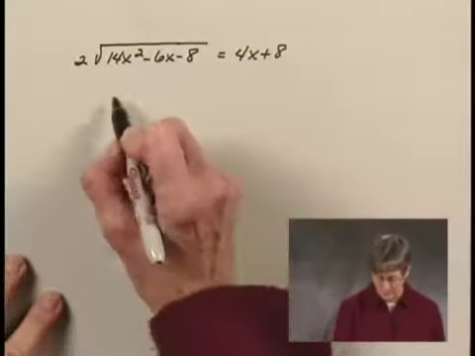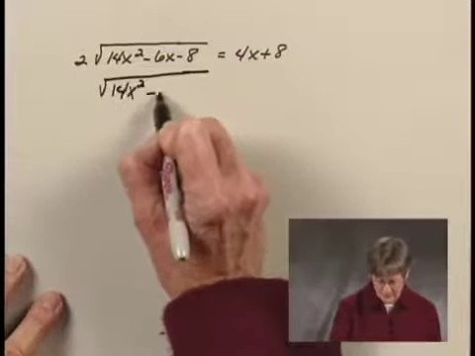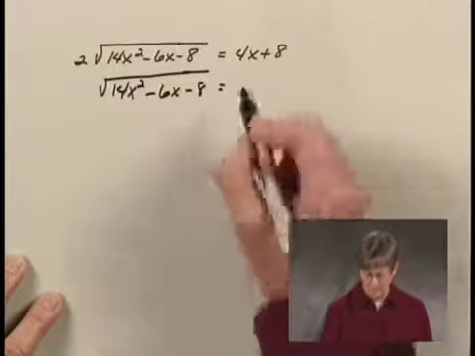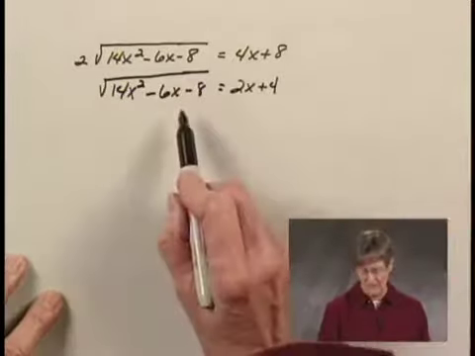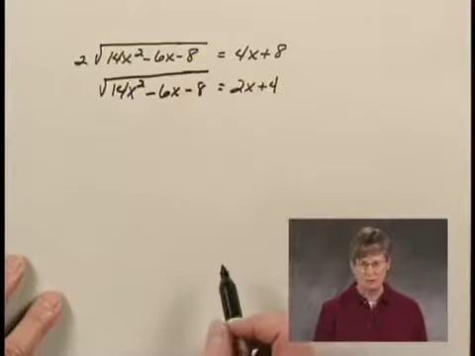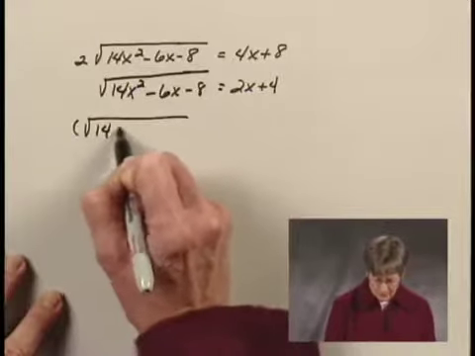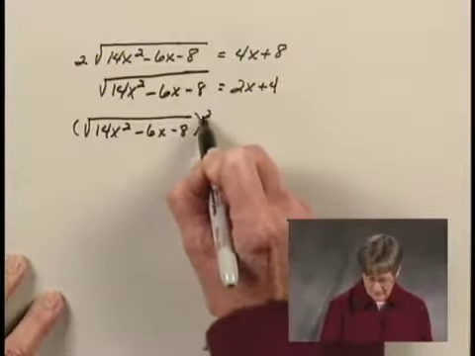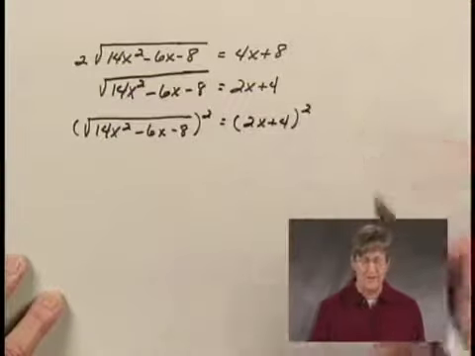The next thing I'm going to do is to divide both sides of this equation by 2. And when I do that, on the left I have the square root of 14x squared minus 6x minus 8. And dividing both of these terms by 2 on the right, I have 2x plus 4. Now I have a radical here, and I need to square both sides of the equation again to eliminate that radical. So let's do that now. We have the square root of 14x squared minus 6x minus 8 squared equals 2x plus 4, that quantity squared.